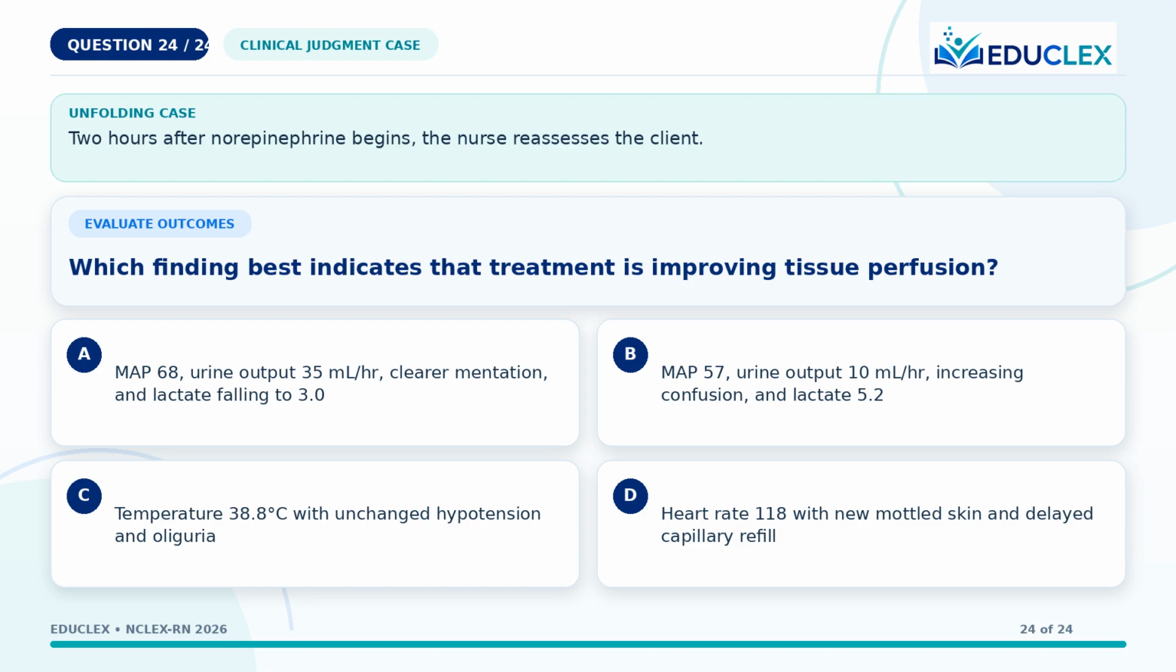Option A, mean arterial pressure 68, urine output 35 milliliters per hour, clear mentation, and lactate falling to 3.0. Option B, mean arterial pressure 57, urine output 10 milliliters per hour, increasing confusion, and lactate 5.2. Option C, temperature 38.8 degrees Celsius with unchanged hypertension and oliguria. Option D, heart rate 118 with new mottled skin and delayed capillary refill.